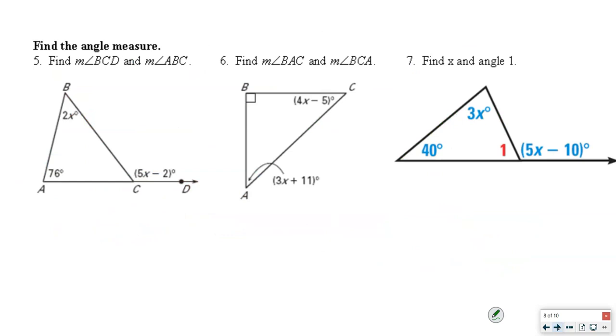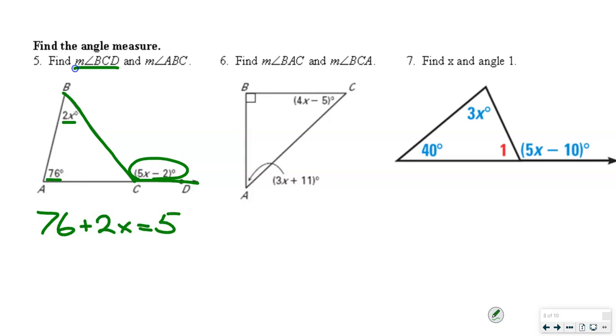All right, we need to find the angle measures. So first we're looking at measure of angle BCD. That is that angle there. So we're looking for the measure of 5x minus 2. So we know it is going to be equal to the two non-adjacent angles, so 76 and 2x added together. So 76 plus 2x equals 5x minus 2. Then we just need to solve for x and then plug x back in.